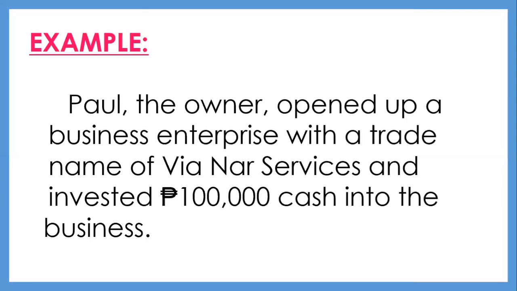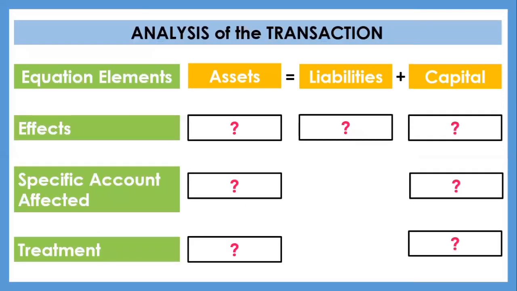Now, in analyzing our transaction, there are actually three ways to do it. First, we need to determine the accounts involved in the given accounting problem. Second, we need to determine the effects of each account towards our assets, liabilities, and capital. And finally, we need to evaluate if we debit or credit the said accounts involved.